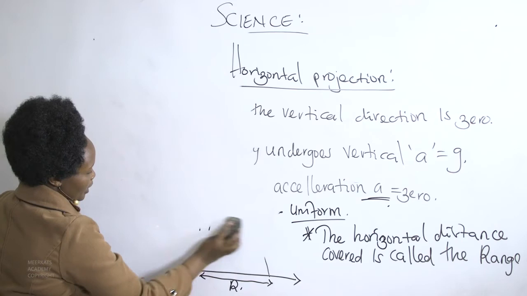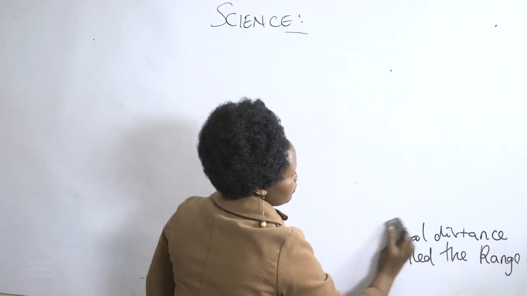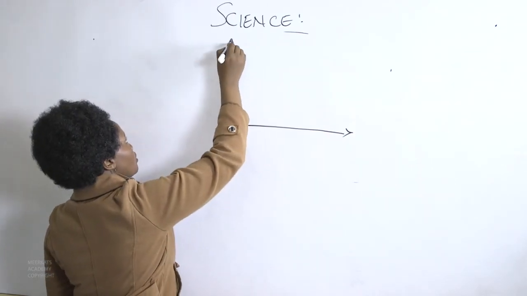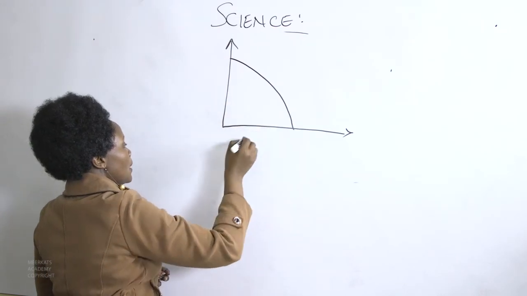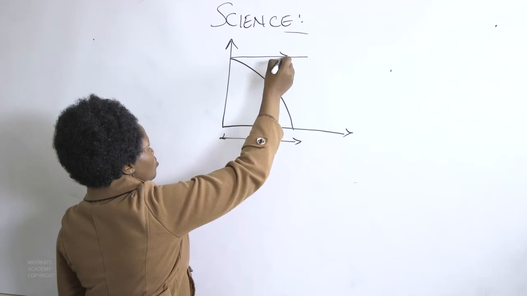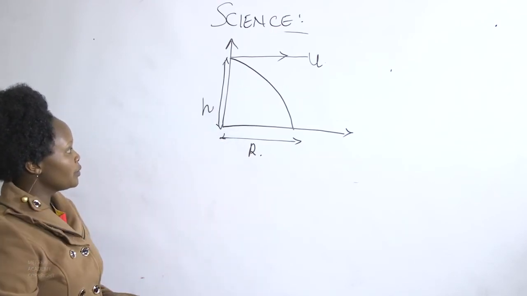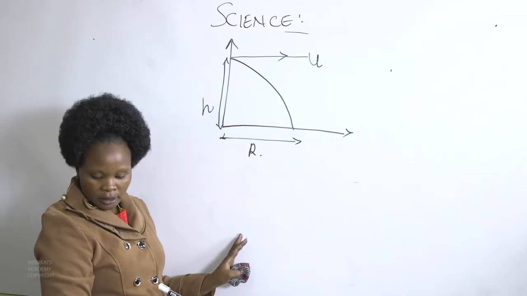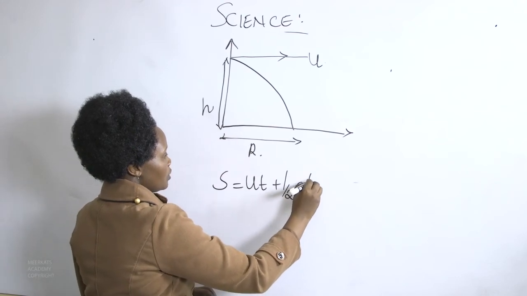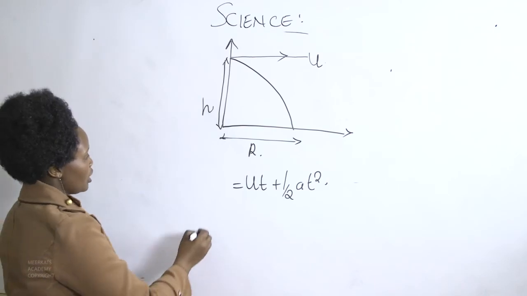Now, let us apply our equations of motion to get an expression for the range. We use the second equation of linear motion: S is equal to ut plus a half at squared. Our S in this case becomes the range, so we can use capital R.